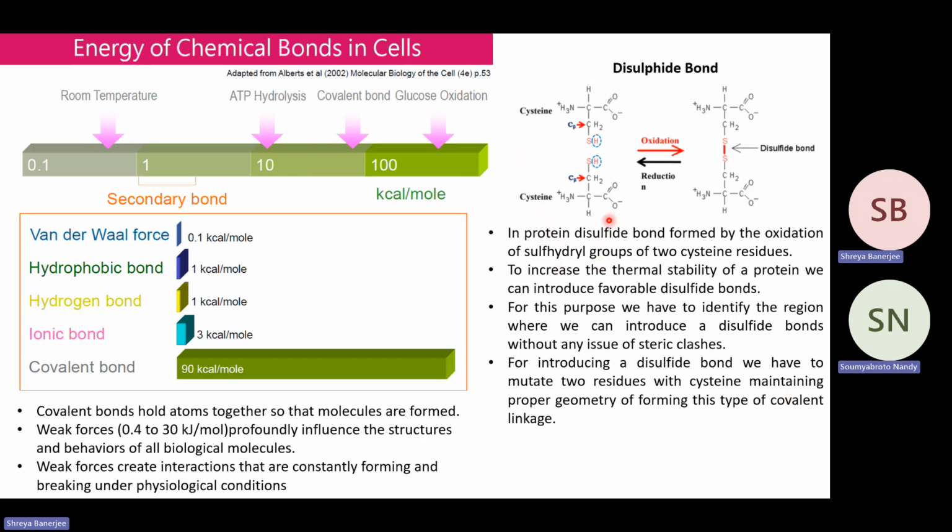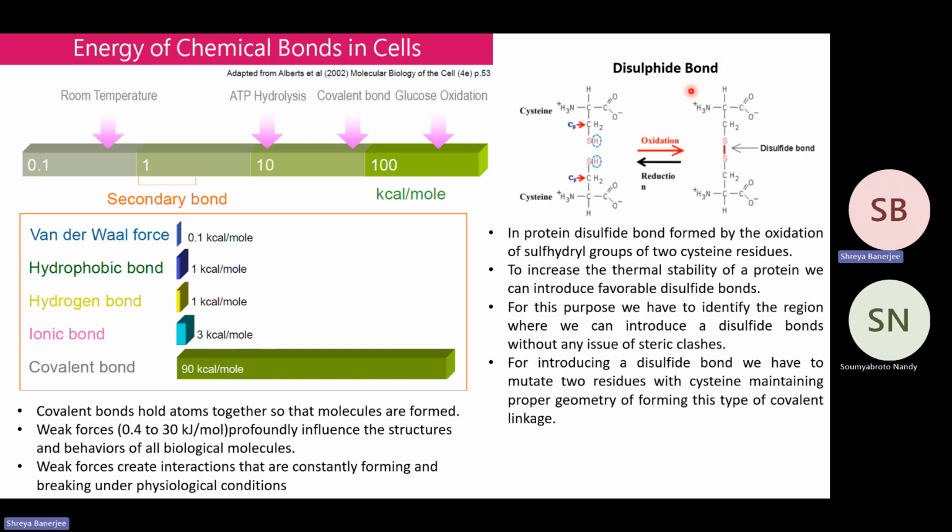Now we'll talk about the different interactions that are holding together these structures. The strongest is the covalent bond, with energies of around 90 kilocalories per mole. But mostly the tertiary and quaternary structures depend on non-covalent interactions, of which there are 4 types. The ionic bond of around 3 kilocalories per mole, hydrogen bond and hydrophobic bond, both around 1 kilocalorie per mole, and the weakest interaction, the van der Waals interaction, of around 0.1 kilocalorie per mole.